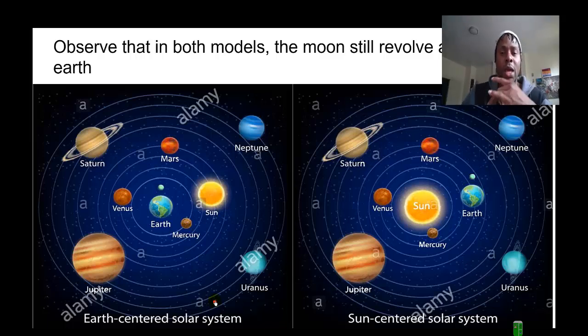Alright, observe, if you will, that in both models, whether it's the geocentric, Earth in the middle, or the heliocentric, the sun in the middle, both models have the closest astronomical object to the Earth as the moon. So in the geocentric model, the moon is close to the Earth. In the heliocentric model, the moon is also close to the Earth. So one similarity between both representations is that the moon is the closest astronomical object to the Earth in both models.